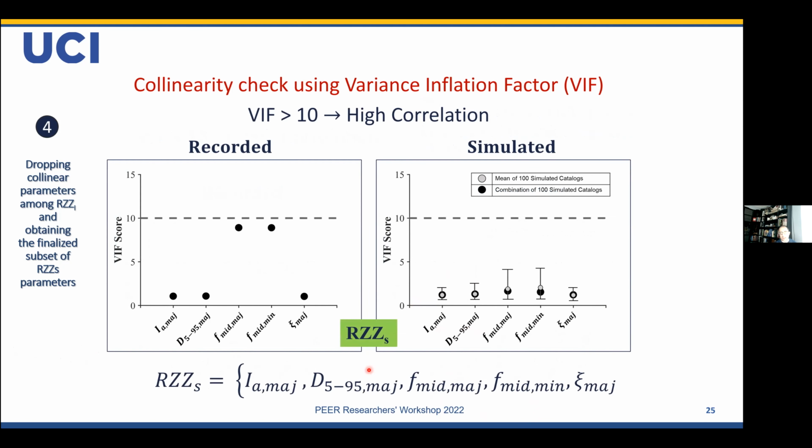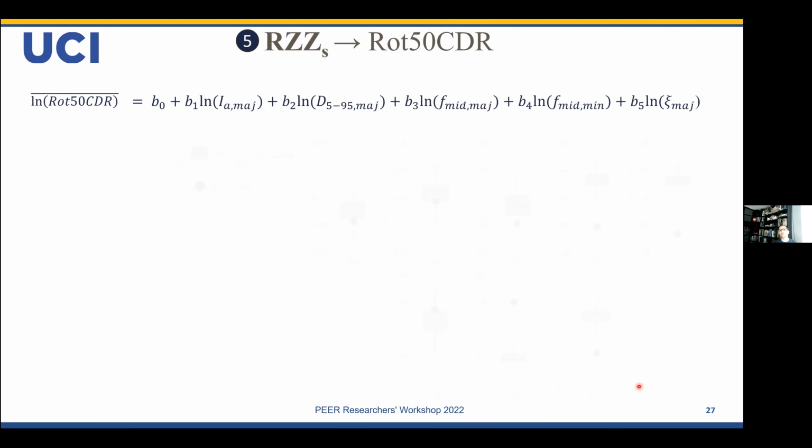Now with that: Arias intensity of the major direction, duration of the major direction, duration in the 5-95 percent range, F mid of the major and minor directions, meaning the frequency content of the two directions, and bandwidth of the major component are the parameters that are important for validation of simulated ground motions for OSB, ordinary standard bridges. So moving forward, we form these equations.